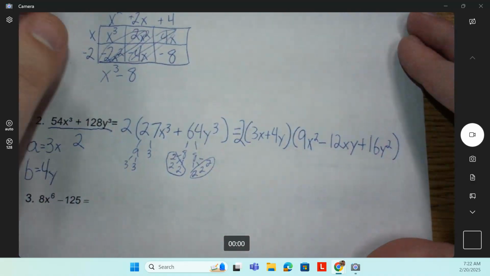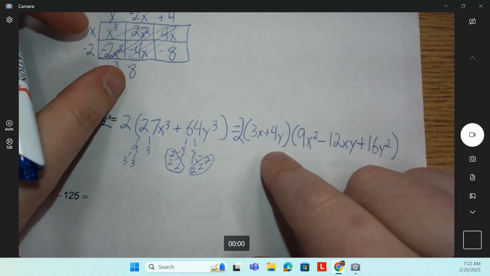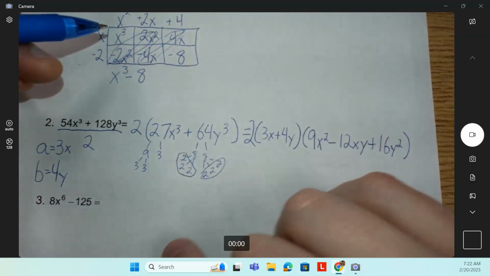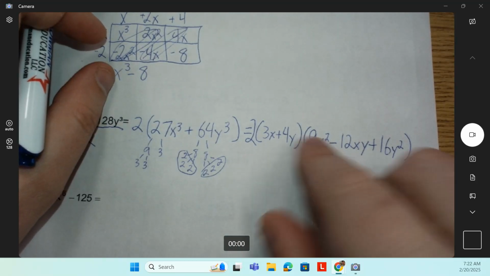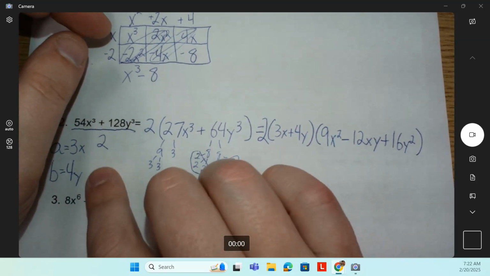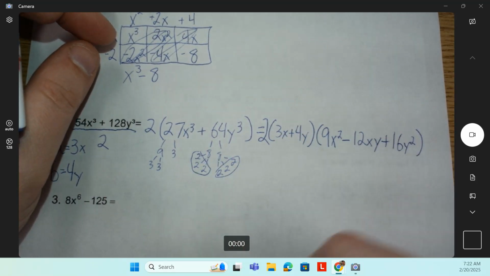Give me 16y squared. And we won't go back and multiply this all out to make sure it cancels out. We're following a formula. As long as we're pretty sure we've gotten A and B correct, this should work out.